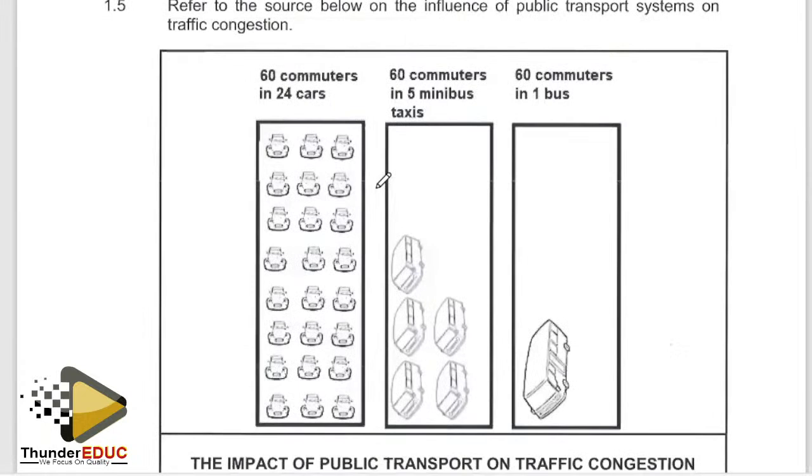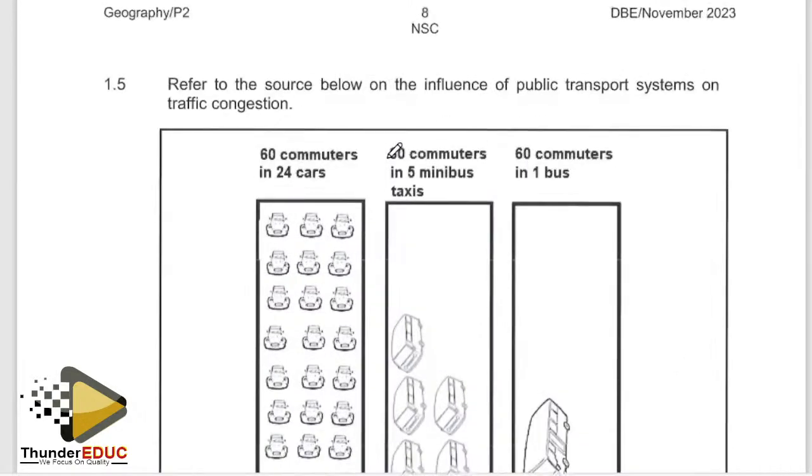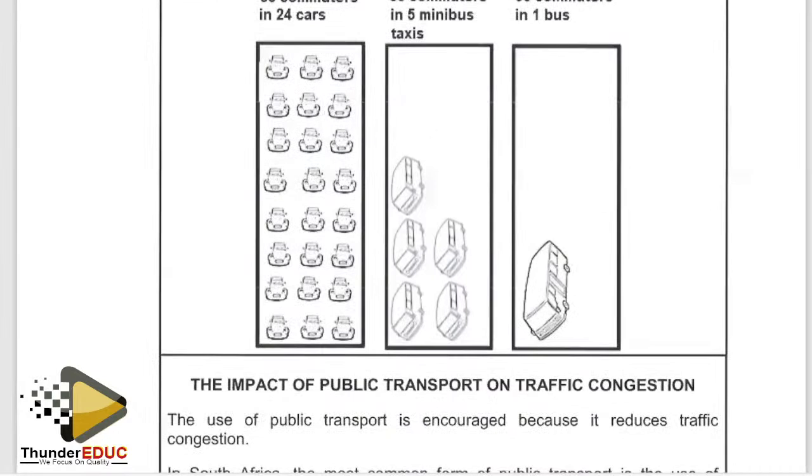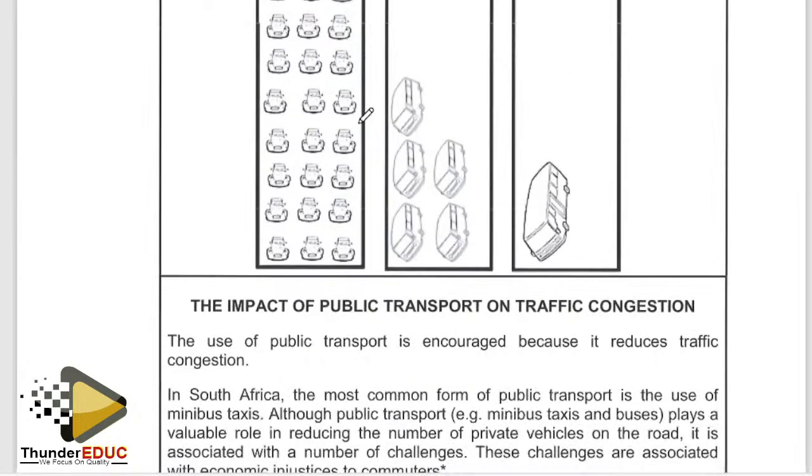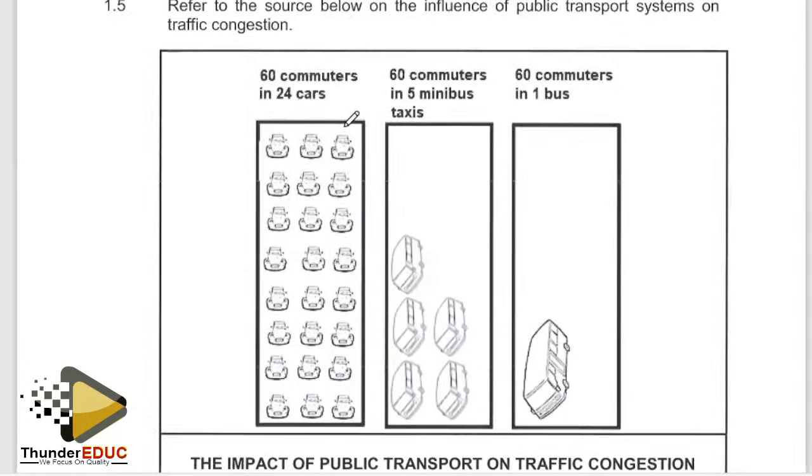We go to 1.5. 1.5 has got a diagram which shows very many vehicles in the same space. So it says 60 commuters are in 24 cars, but here we have 60 commuters in 5 minibuses in the same space. So there is space there. And then 60 in one bus, which simply means for us here is that very many cars, they all pollute the environment. And because there are too many, there will be high rate of pollution.